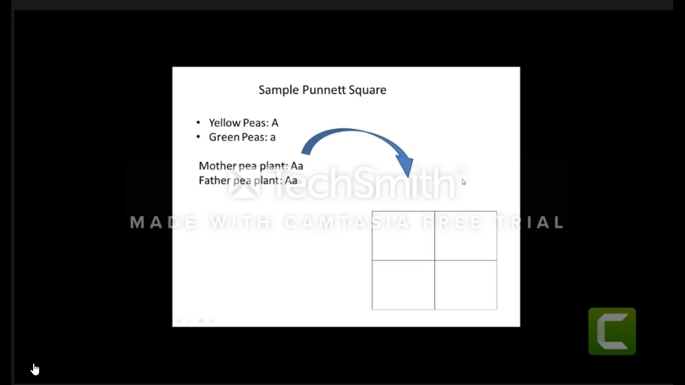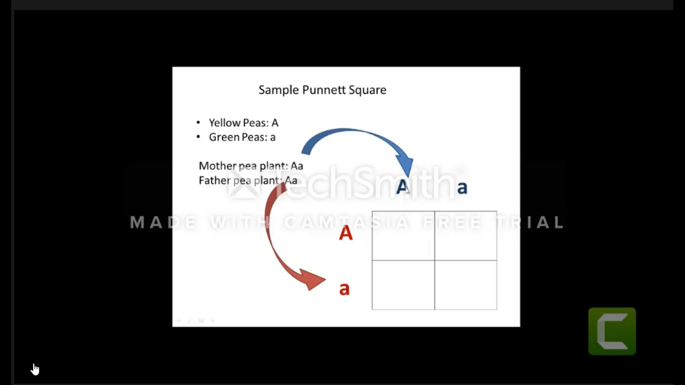So first, we're going to carry the mother's traits and put them on top of our Punnett square. The father's we're going to put on the side. Now to complete this Punnett square, we're going to fill in each of the possibilities of traits that can be inherited. So each of these boxes will be a possibility of a combination of alleles that the offspring can inherit.